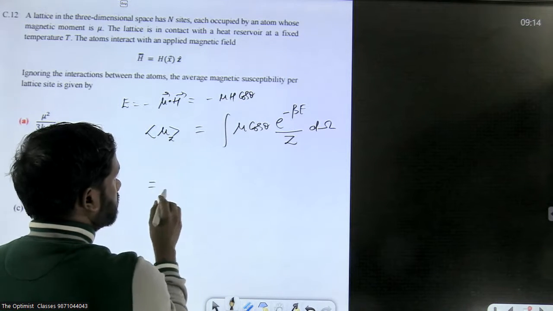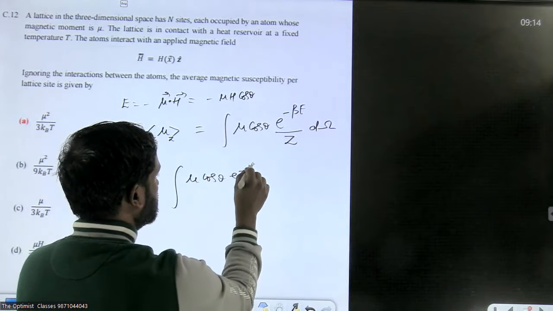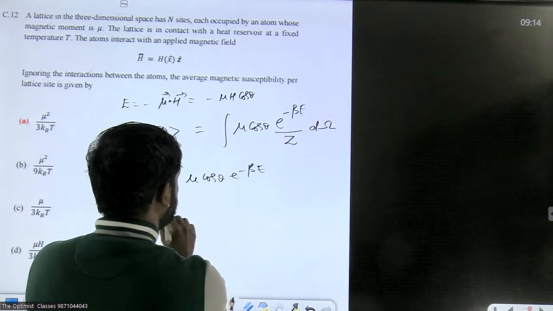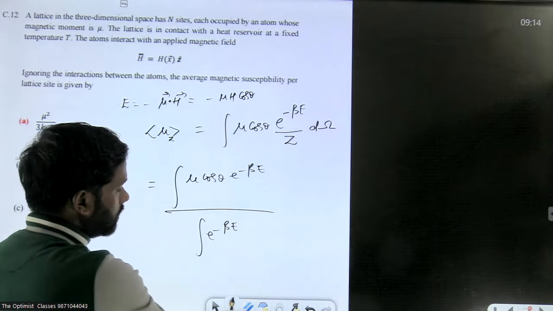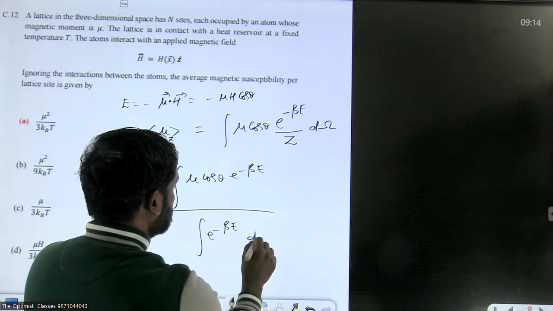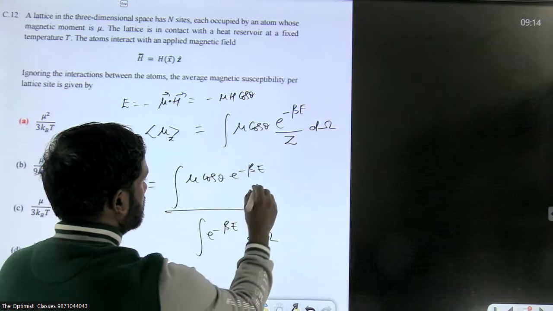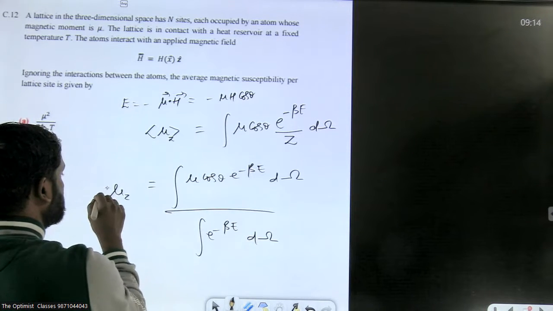Therefore, here we get mu cos theta e to the power minus beta E, and Z we write as the integral of e to the power minus beta E. In this also there will be integration over solid angle. This is the mu Z expectation value.